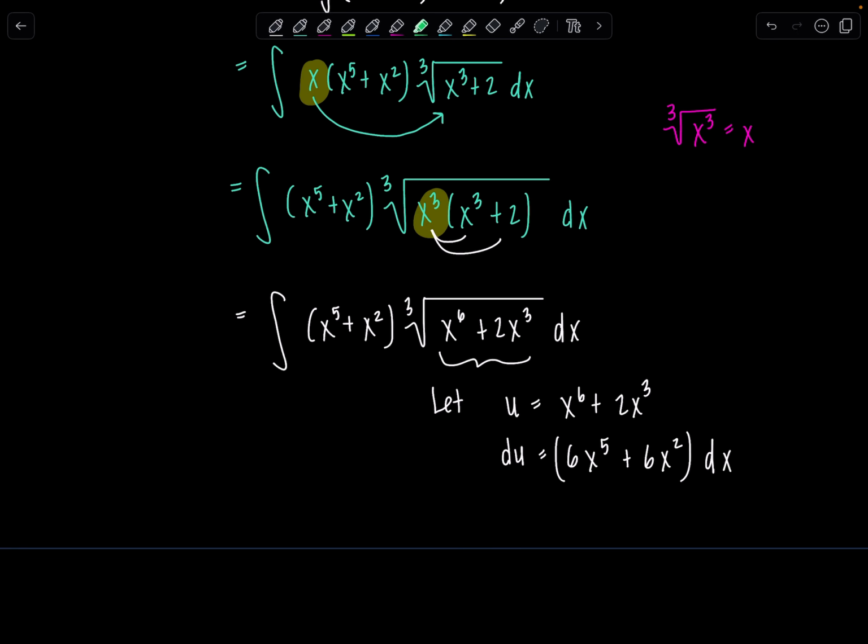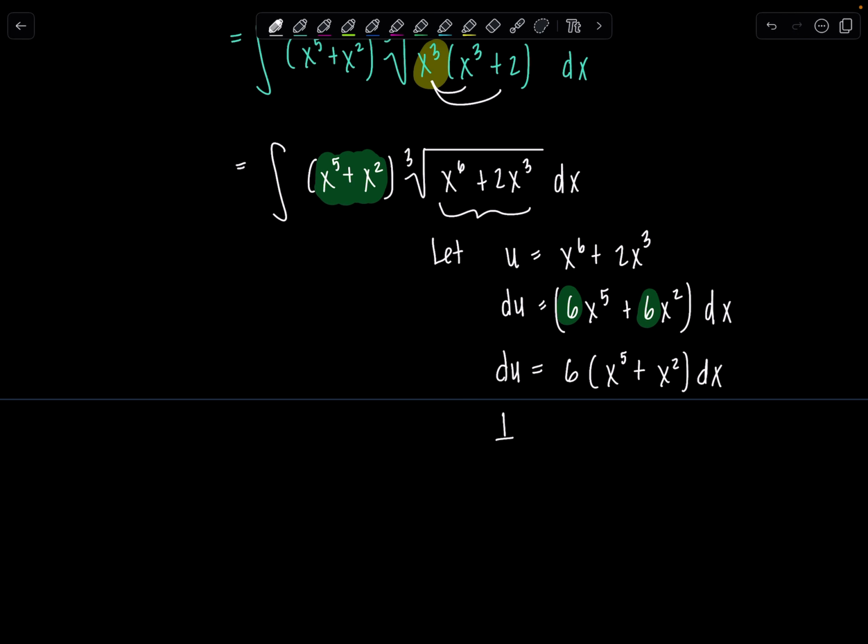Oh me, oh my. I have something so super similar right out there. I can factor out this 6, right? So du equals 6 times x to the fifth plus x squared dx. Lovely. And then 1/6 du is x to the fifth plus x squared dx, which is exactly what we have here and there. So here's x to the fifth plus x squared dx, which is my 1/6 du.